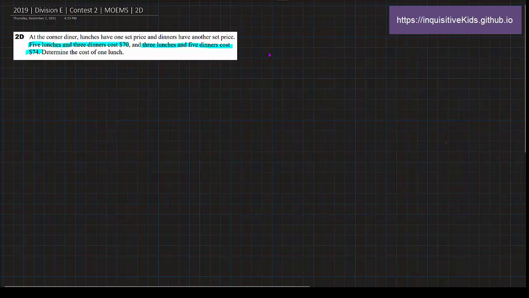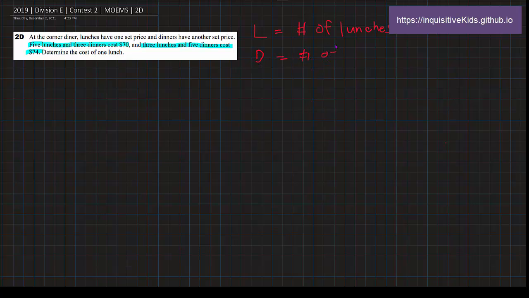So here's how I would solve it. I would first set the variable L as the number of lunches, and then after that I would set the variable D as the number of, you guessed it, dinners. Then I could just write a system of equations to help me solve. Now that we know this, let's write down the information into equations we got from the problem.